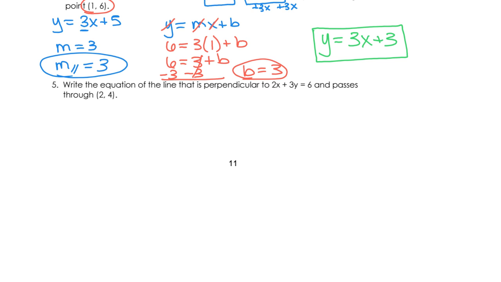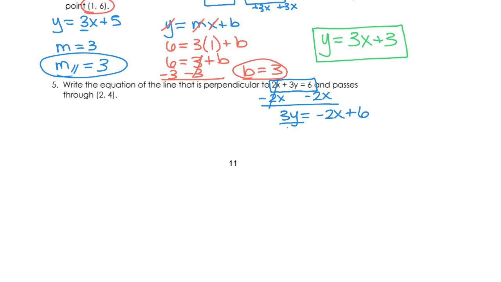All right, in number 5, it says write the equation of a line that is perpendicular to 2x plus 3y equals 6 and passes through the point (2,4). So again, they give me the equation of the line, but again, it's not in good form. It's not in y equals form. Okay, this one's going to take us a little bit longer to get there. I'm going to go ahead and subtract the 2x. That way I get 3y equal to negative 2x plus 6.